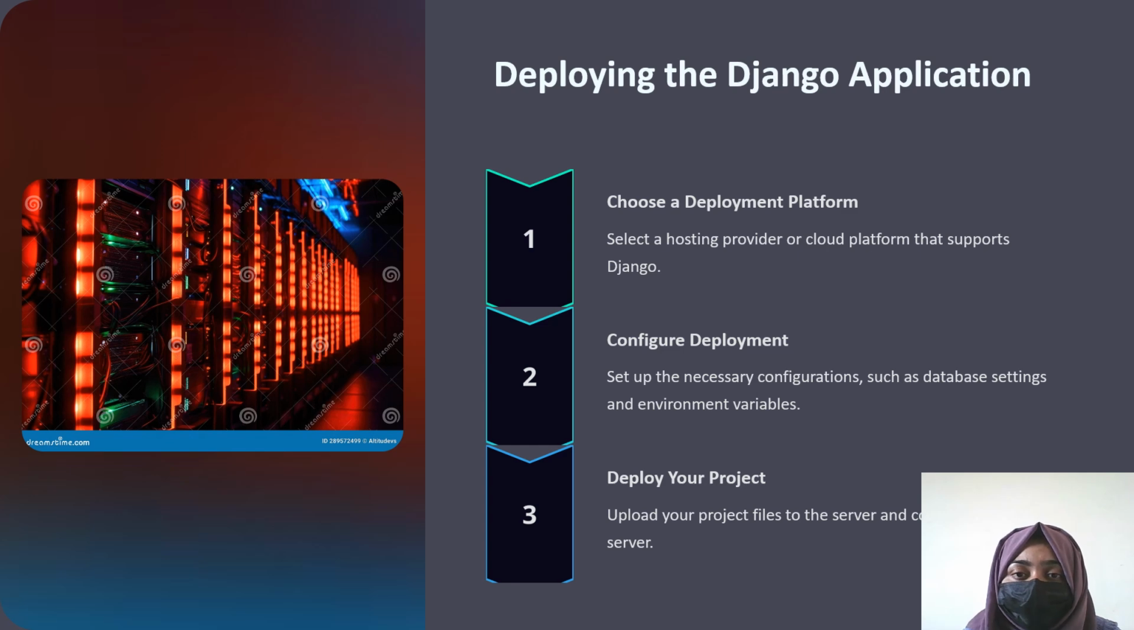Deploying Django applications. Deploying is nothing but releasing the total Django application that we have built. First, we have to choose a deployment platform where we can release our application so that it works best, gives the best results, and can be used more. Select a hosting provider or a cloud platform that supports Django. Django should be supported by the hosts.